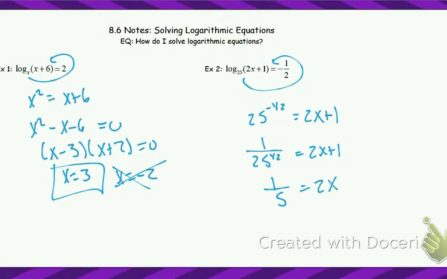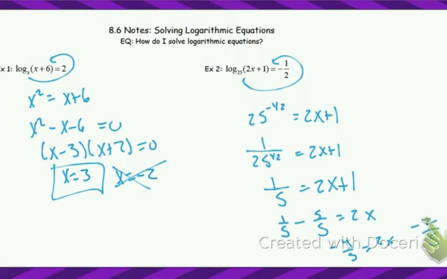So then from here, I can go ahead and solve, so I can subtract 1. So that would be 1/5 minus 5/5 equals 2x. Divide by 2. Let me go ahead and subtract. So that'd be negative 4/5 equals 2x. Divide by 2, and I get negative 2/5.